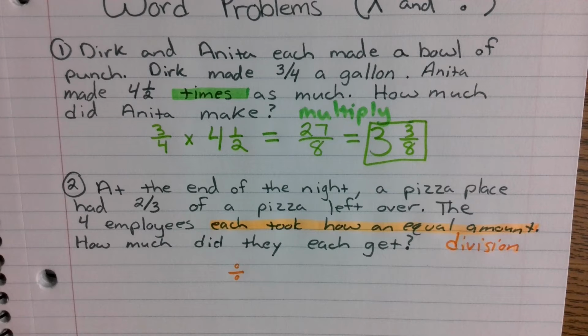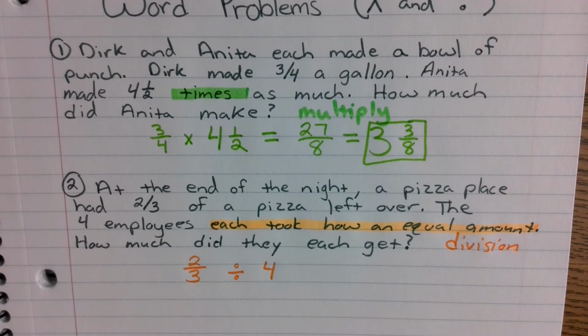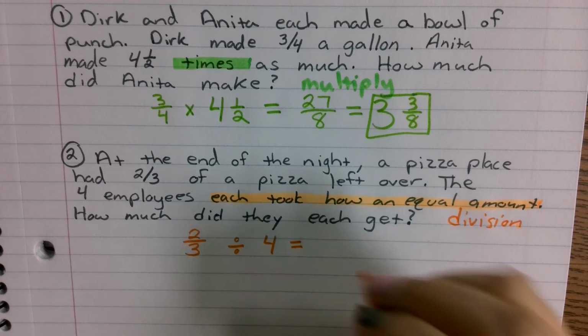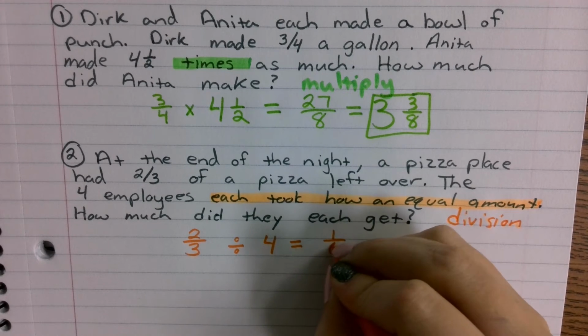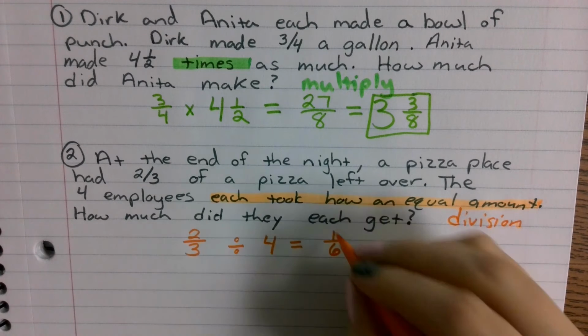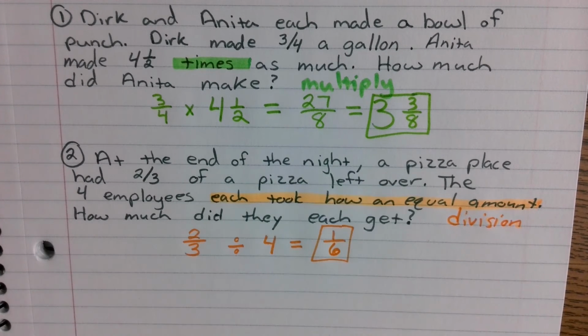We're going to take the pizza, which is 2/3, and we're going to divide it equally amongst the 4 employees. So 2/3 divided by 4, and that's going to come out to 1/6. They each get 1/6 of the pizza. I'll stop for a moment so you guys can get some of that copied down.